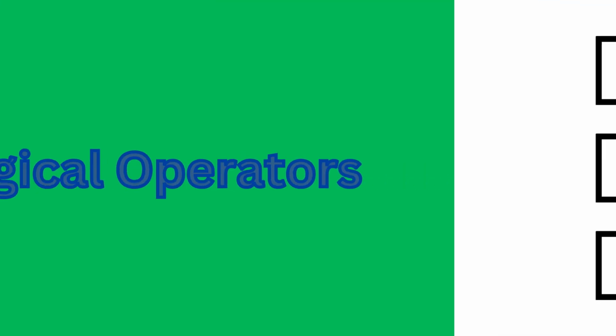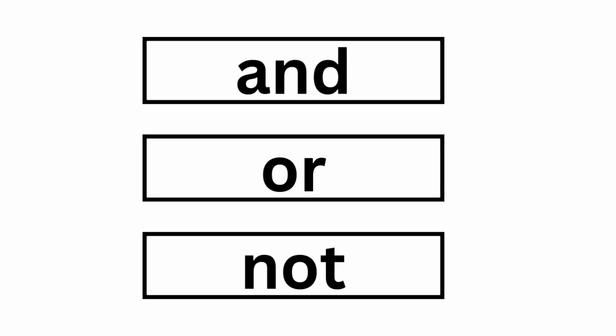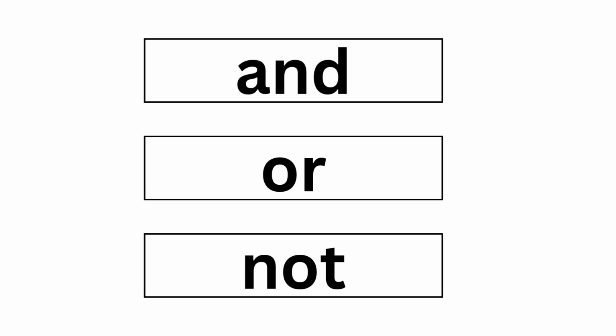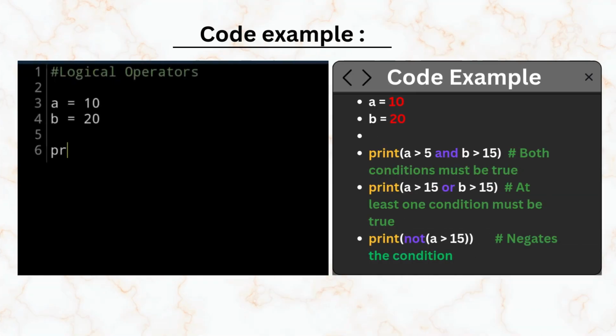Logical operators and, or, and not allow you to combine multiple conditions in a single expression. This is especially useful in making complex decisions. Let's write a code snippet using these logical operators.